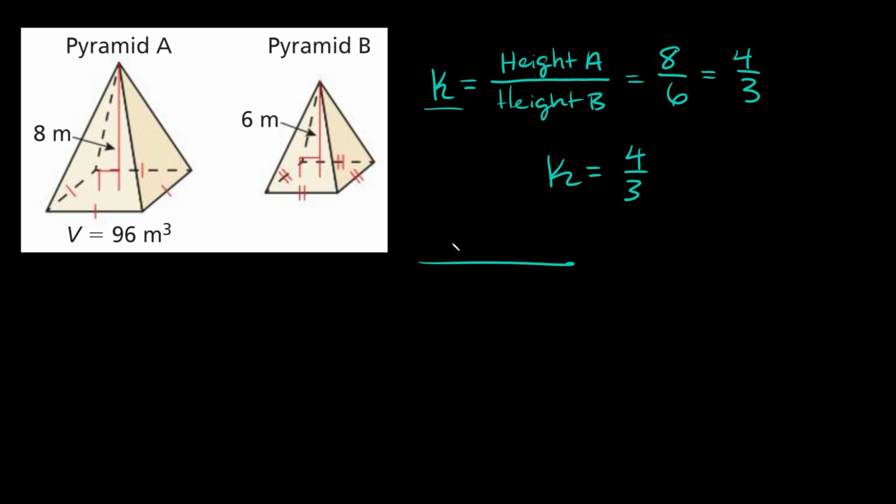The way that you know which volume goes on top and which one goes on bottom just depends on how you set it up initially to find the scale factor. So for instance, here we put the height of A on top, so here we're going to put the volume of Pyramid A. And on the bottom, we put the height of Pyramid B, so here we're going to put the volume of Pyramid B. Now, this comparison between the two volumes, you're going to set it equal to k cubed. Now that we have our little formula set up, let's just plug in what we know.